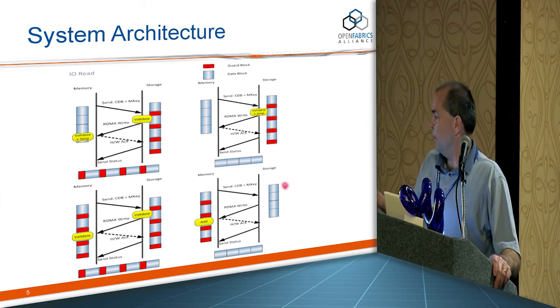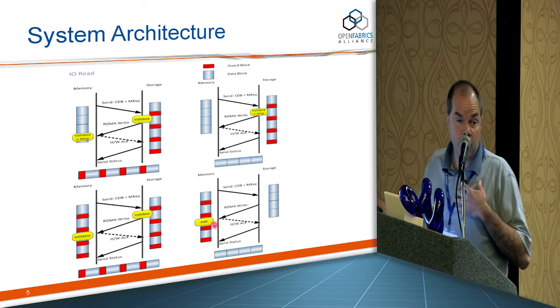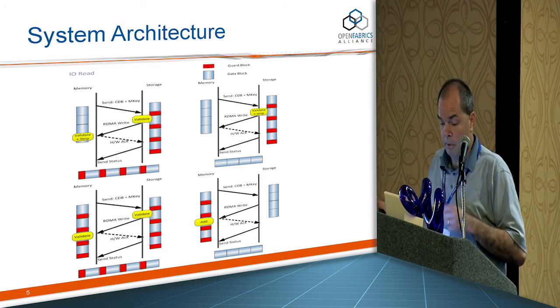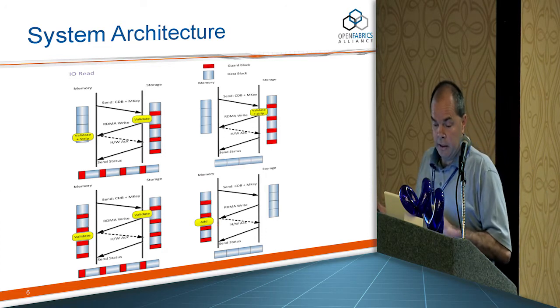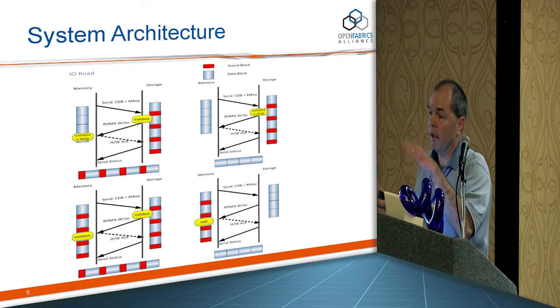And similarly, finally, you can also start with data that has no guard blocks, generate the guard blocks once the data arrives at the other end, and store those guard blocks in main memory with the data. On the read side, you can have the data coming from memory with or without protection, and check protection.